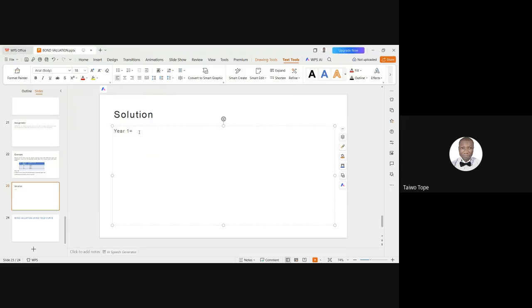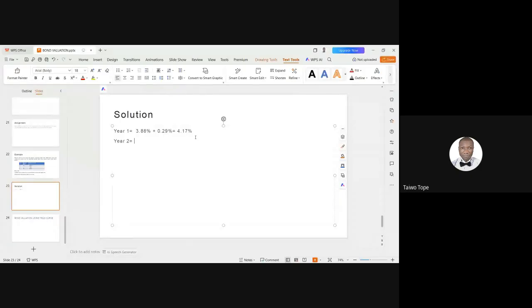Equal to 3.88% plus 0.29%. And this will give what? 4.17%. And for year two, it will be what?